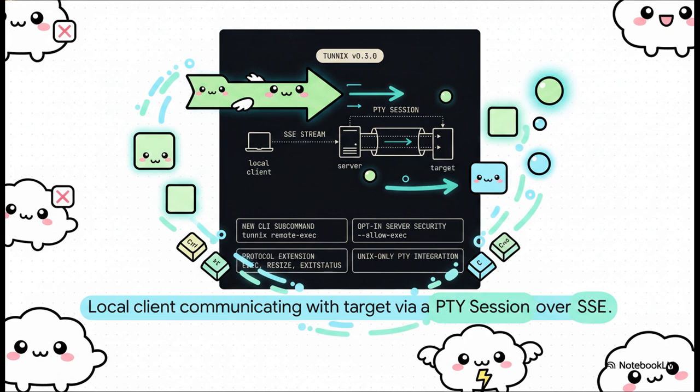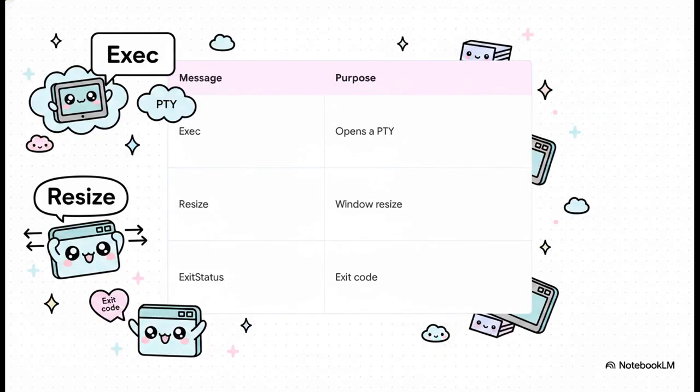The server receives those keystrokes, provisions a pseudo-terminal using the portable-pty library, and then streams the output asynchronously right back to you. To actually make this whole terminal flow possible, the devs had to extend the core communication protocol. They added 3 new message types. First up is exec, which tells the server to open the PTY, passing along your terminal dimensions and the command.